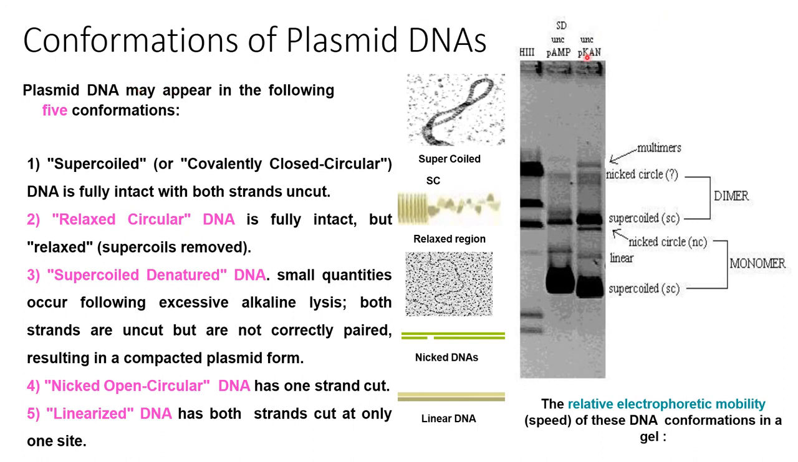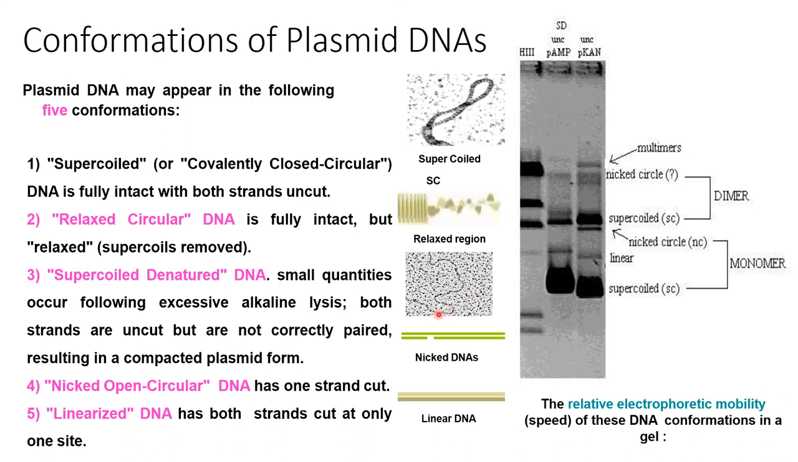Conformation of plasmid DNA. Now the plasmid DNA may appear in the following 5 conformations. One is supercoiled, which is also called covalently closed circular DNA because it is fully intact in both the strands, uncut. So it is called supercoiled. Next is the relaxed circular DNA, where the DNA is fully intact but relaxed.